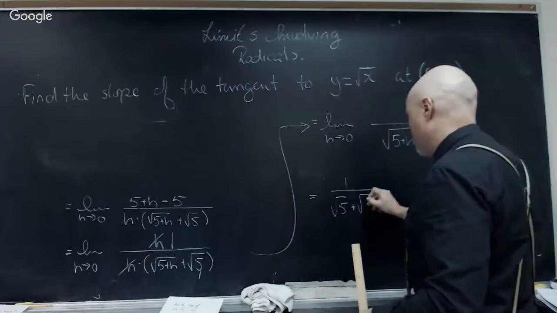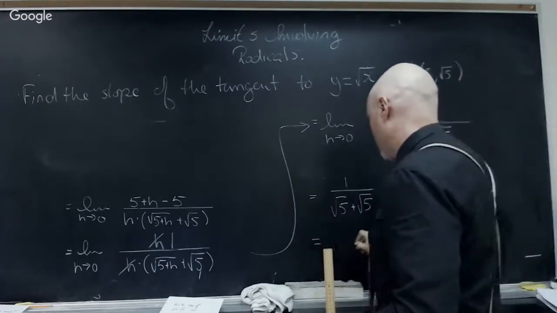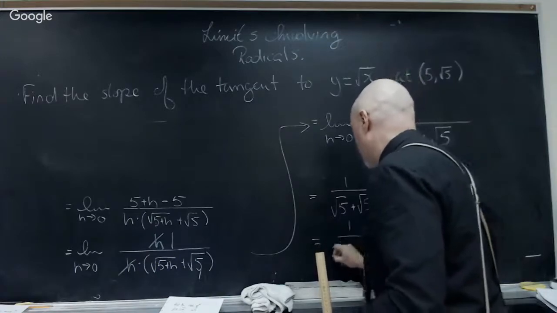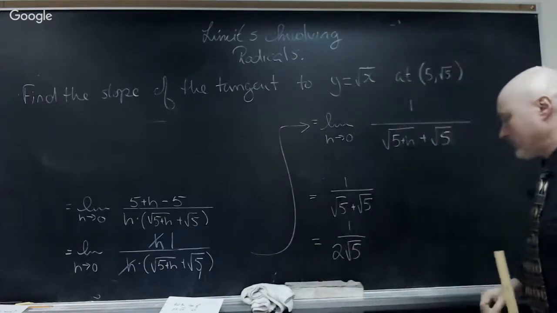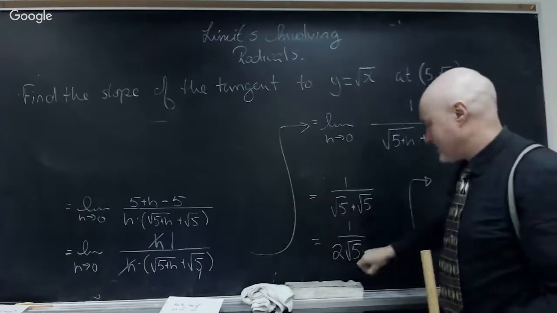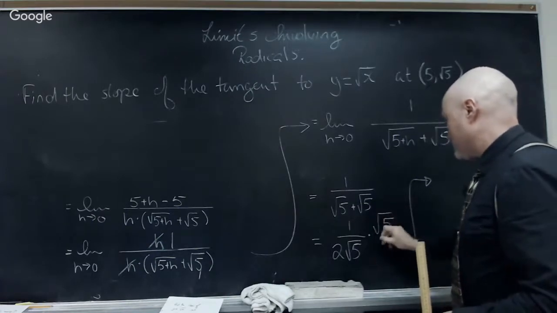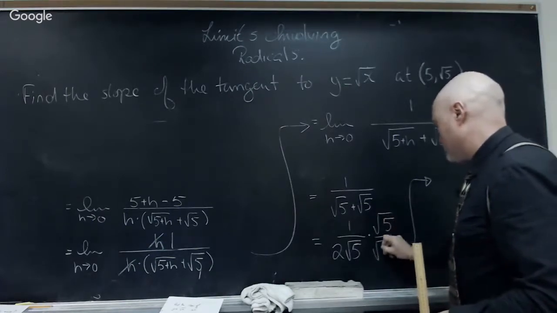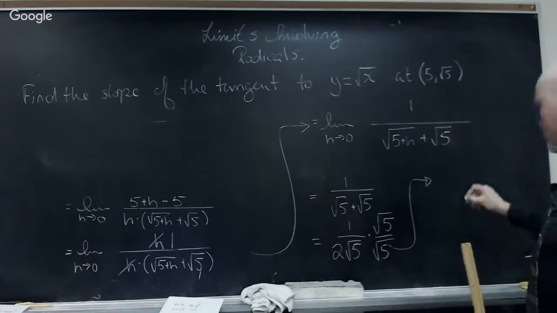Not the square root of 2, but the square root of 5. Which then becomes 1 over 2 square roots of 5. I'm always kind of happy when you get to that stage. Technically, you need to rationalize the denominator, which means take the square roots out just so that everything looks beautiful.